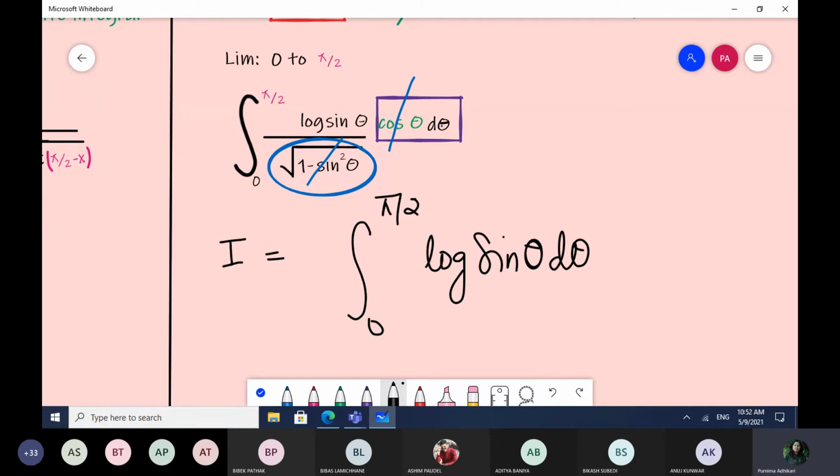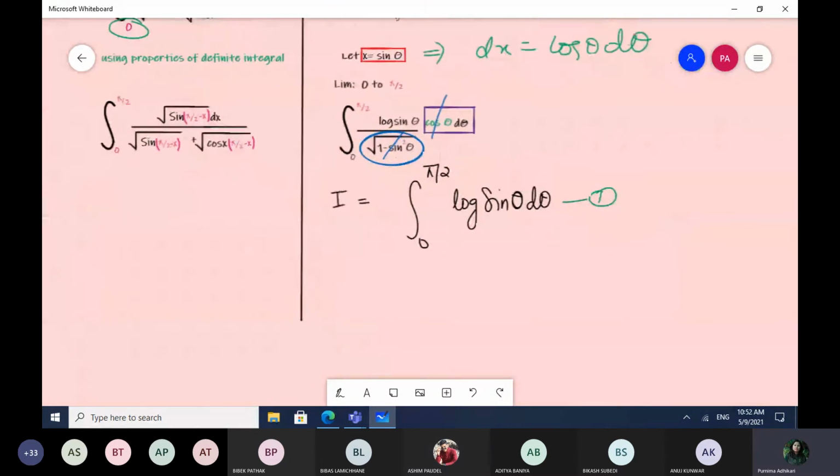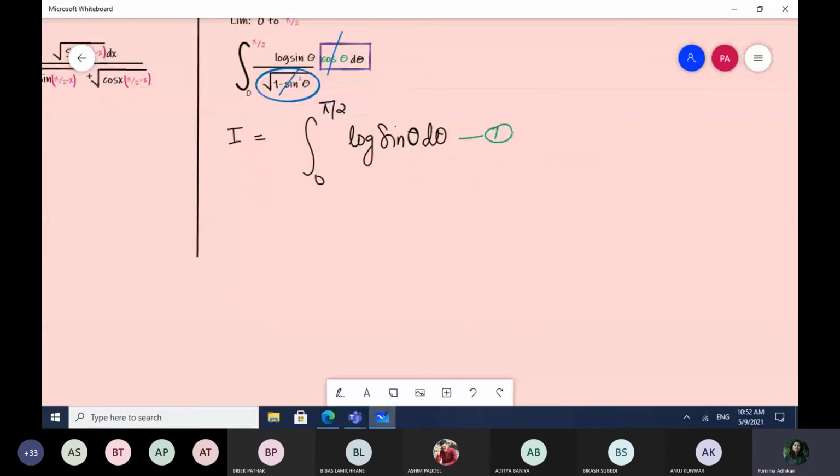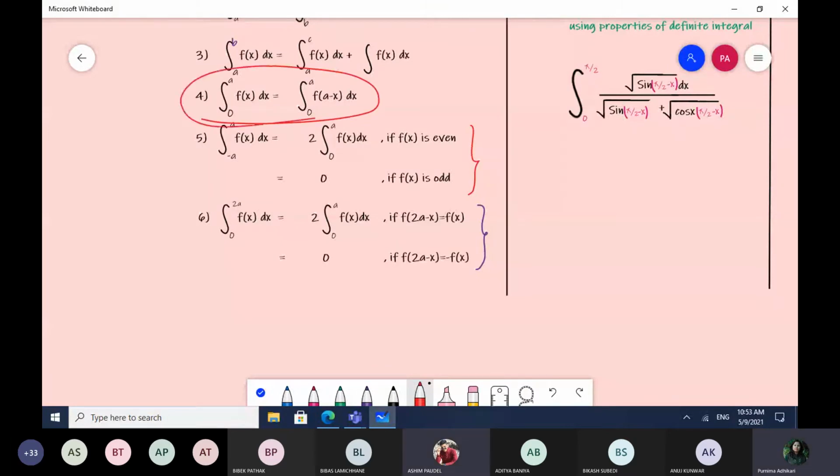Okay, so what will be your next step? Now can you make a guess? Let's say this is equation number 1. No idea. We haven't used a property so far. Now it's the time when we use a property. Which property are we going to use? Again, the same property, with 0 as the lower limit.